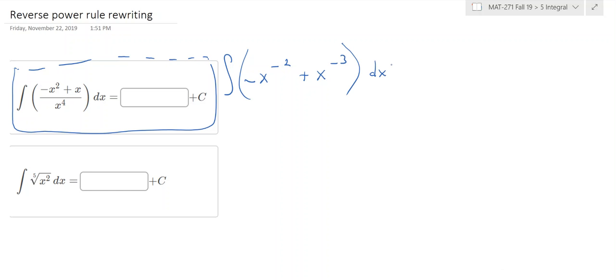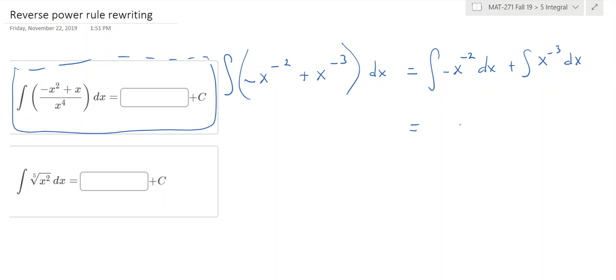I can now use my rule. Of course, we learned that when we have a sum, we can integrate each part. So we have the integral of negative x to the negative 2 dx plus the antiderivative, the indefinite integral, of x to the negative 3 dx. Okay. So now it's just a matter of using that old reverse power rule.